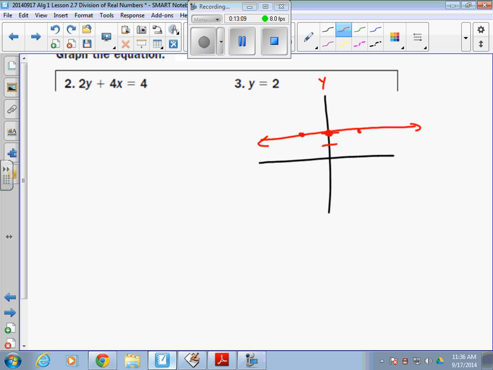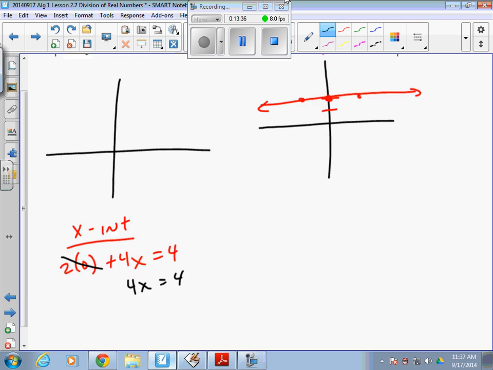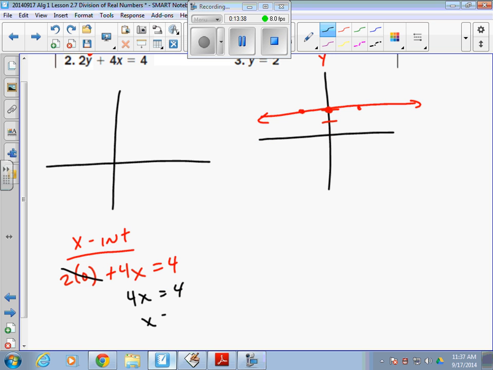The other one, 2y plus 4x equals 4. You can make this in the slope-intercept form, or you can just keep it in standard form since it's already in that form. Okay, if you're going to do it that way, standard form, just plug in 0 to find the intercepts. If I want to find the x-intercept, I want to plug in 0 for y. So 2 times 0 plus 4x equals 4. 2 times 0, or anything times 0, cancels it out. 4x equals 4. Divide by 4, x's intercept value is going to equal 1.